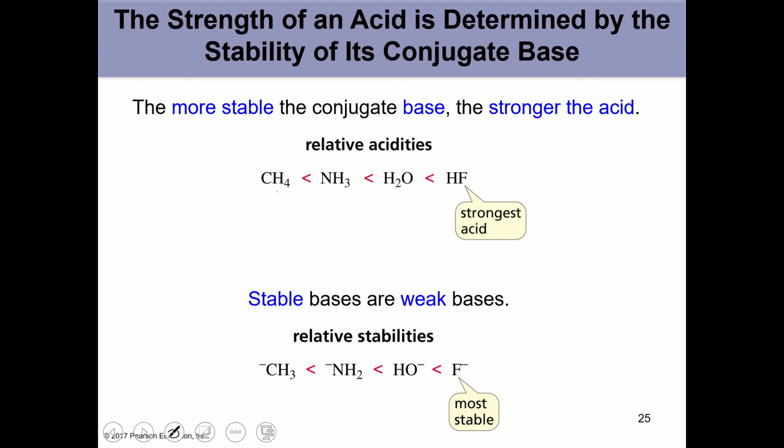We can rate acid strength with pKa, and we can rank how stable the conjugate base is based on the pKa as well. So the more stable the conjugate base, the stronger the acid. And this is a rule that we've covered a lot.